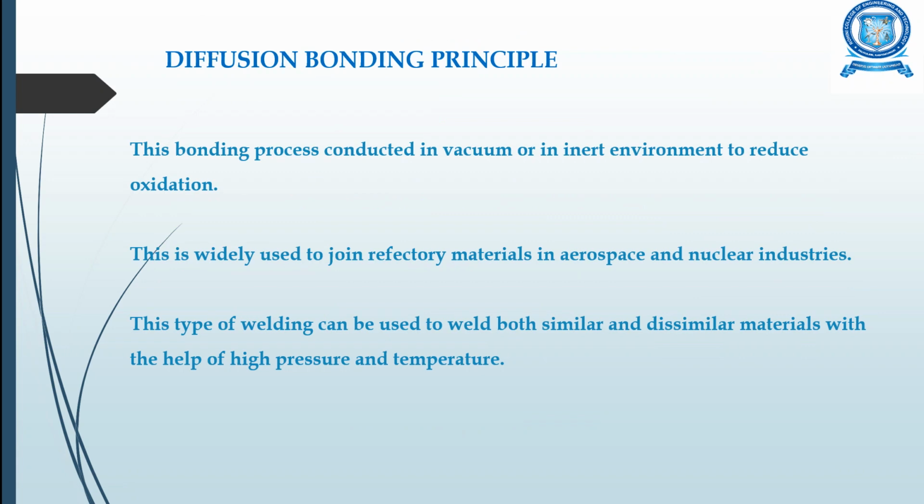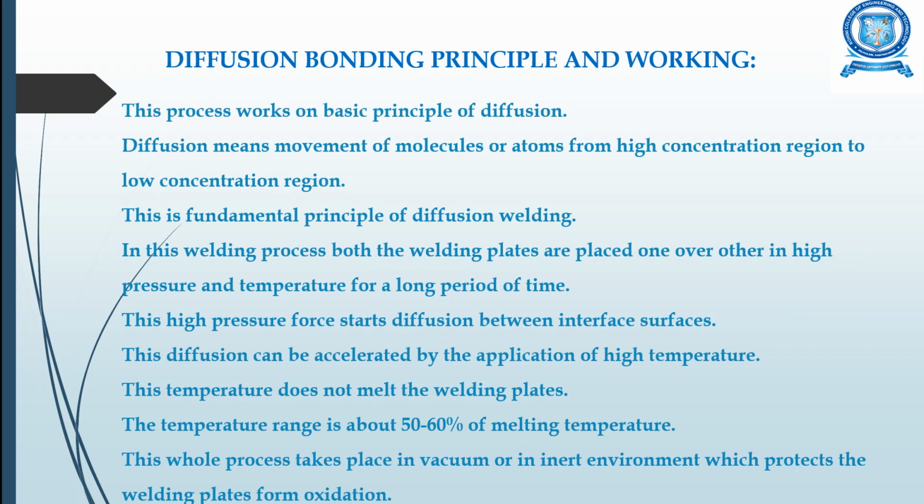So this bonding process is normally conducted in vacuum or inert environment in order to reduce the oxidation, and is widely used to join refractory materials in the nuclear industries and aerospace. And this type of welding can be used to weld both similar as well as dissimilar materials with the help of high pressure and temperature alone.